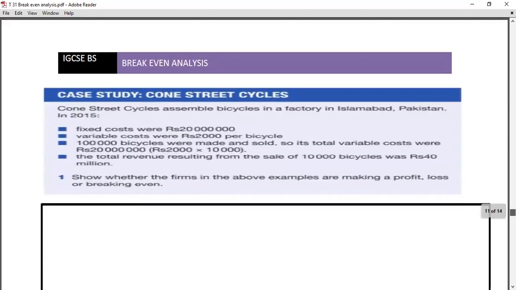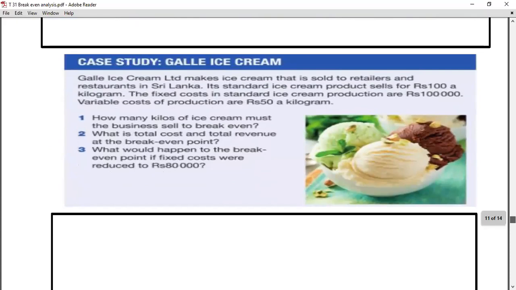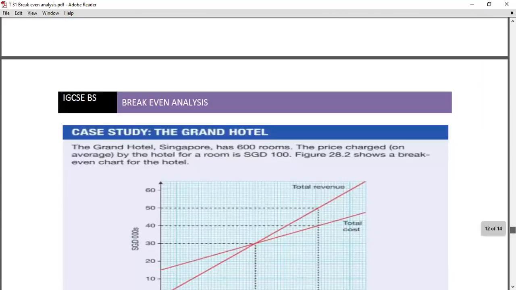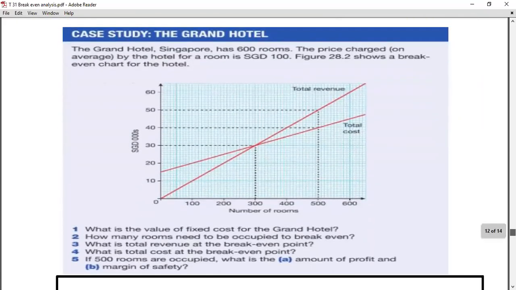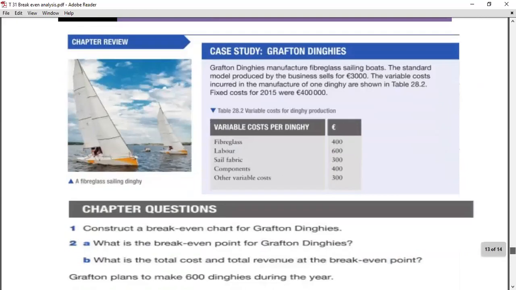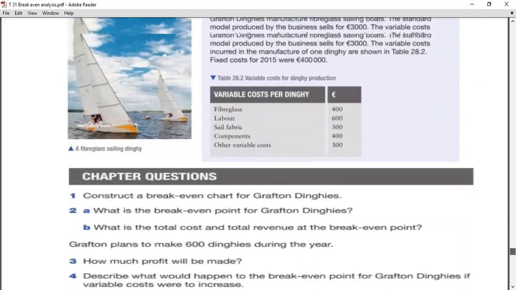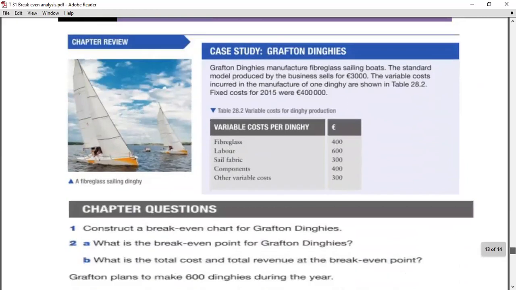I think we discussed this case study, the Corn Street Cycle one, and also the Goal Ice Cream case study. So we almost finished everything. We talked about the Grand Hotel case study today. Activity number 2 we also discussed at the beginning of my session. This question I left you as homework: the Grafton Dinghies company. The chapter review questions are there, 5 questions. They're very good questions to review. In my next session, I will start with this and explain the answers.